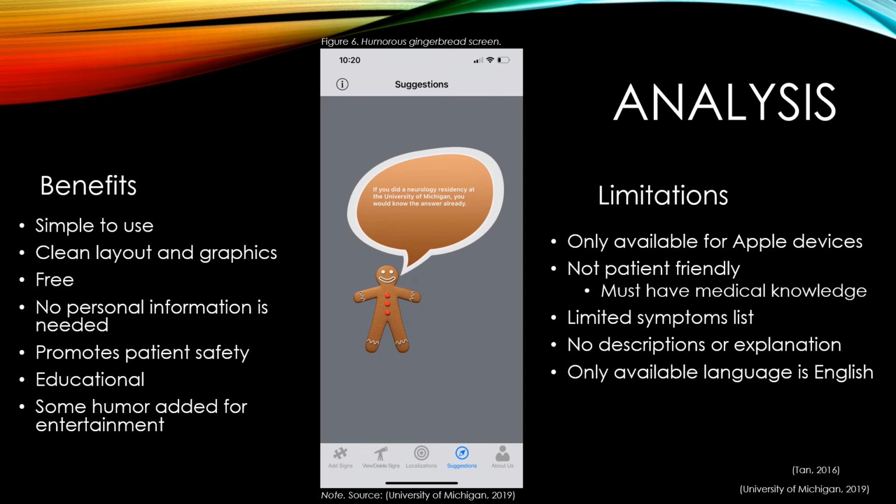Some of the drawbacks are that it's only available for Apple devices. It's not patient-friendly. If you're unfamiliar with medical jargon, it's really hard to use. You won't understand anything. It's limited to certain symptoms. Not all symptoms are present, and you can only pick 5 symptoms. No descriptions or explanations are available on the neurological pathways screen, and it's only available in English.